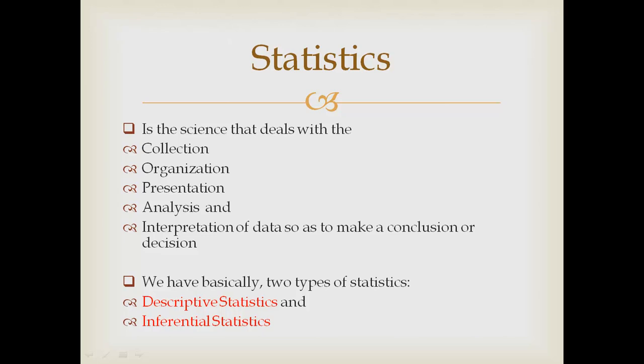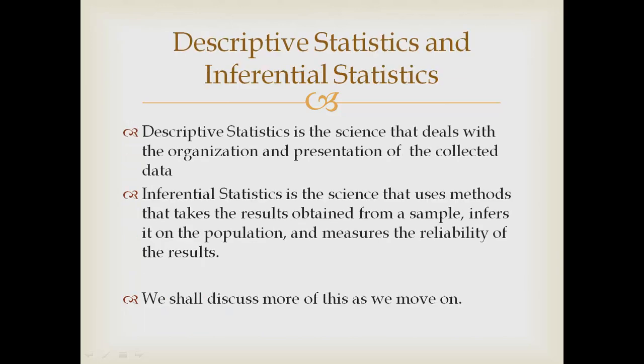Basically, we have two types of statistics: descriptive statistics and inferential statistics. Descriptive statistics deals with the organization and presentation of the collected data, right? Then inferential statistics is the science that uses methods that take the results obtained from a sample, infer it on the population, and measure the reliability of the results. We shall discuss this as we move on.